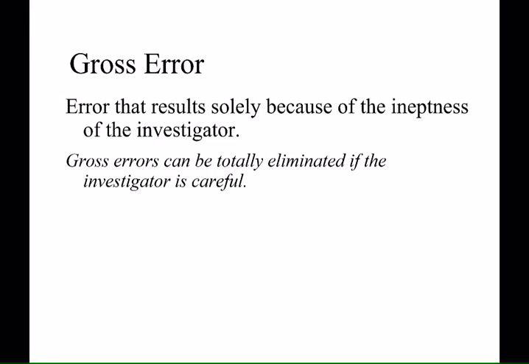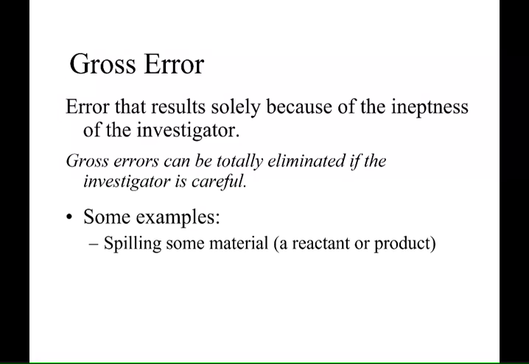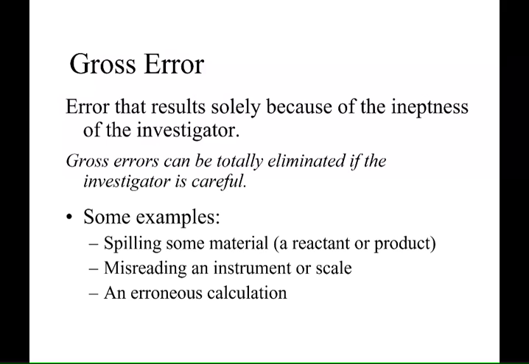So what sort of things could you do wrong? For instance, you could spill some material. That would be a gross error. You could misread an instrument, and we've all done this. That would be a gross error. You could do something wrong in your calculations, and that would be a gross error. Or finally, you could not run through the experiment as it's presented to you, not follow instructions, and that would be a gross error. So these are all things that were avoidable.